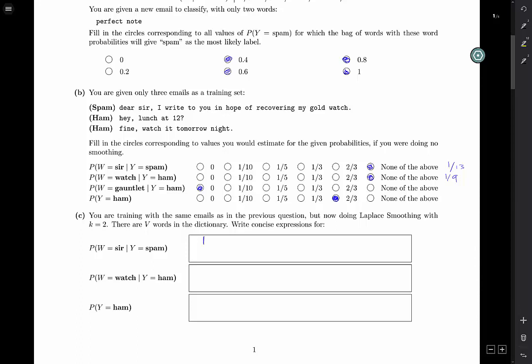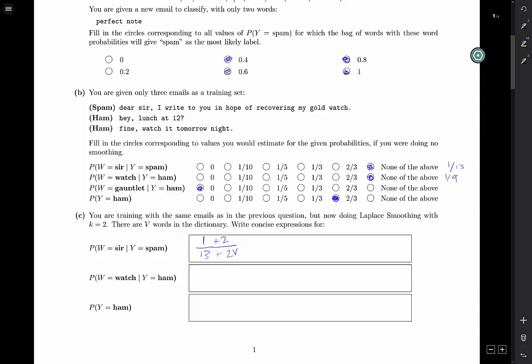If we look up here, how many words are there? Well, we did this before. It's 13. I'm adding k equals 2, so I'm adding 2 artificial samples. On the denominator, for all the words v, I'm adding 2, so I get 2v. Now we do the same thing for probability w equals watch, given y equals ham.